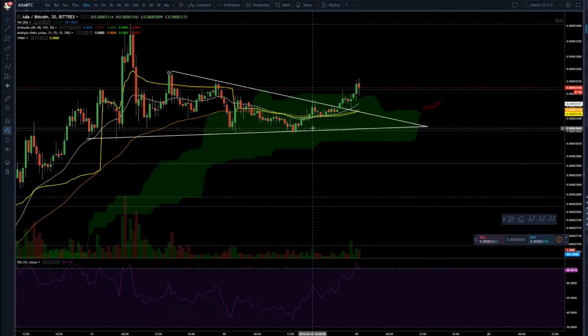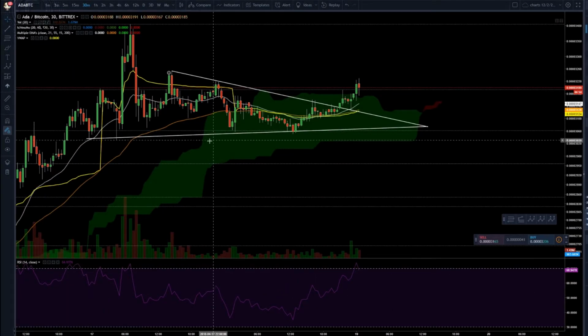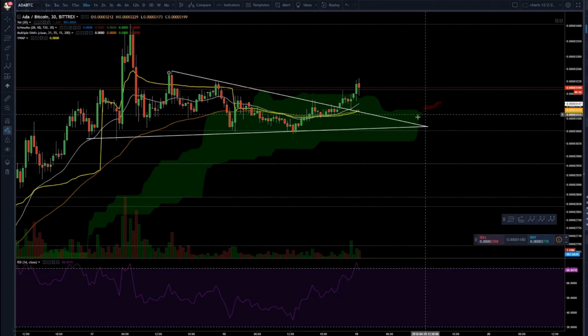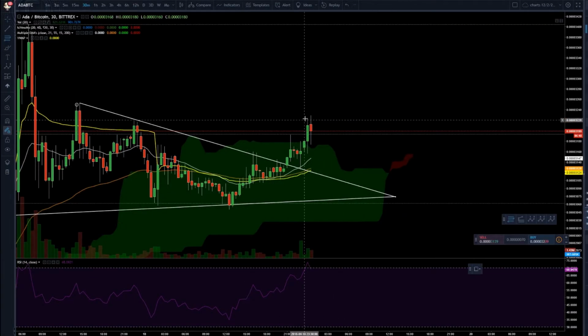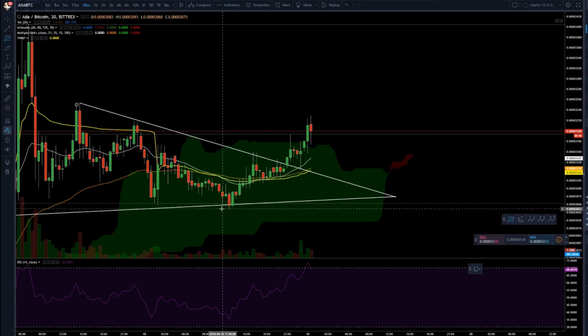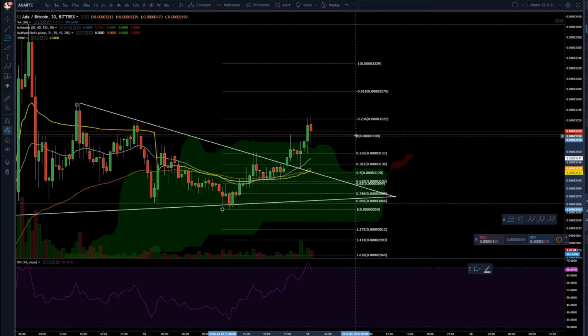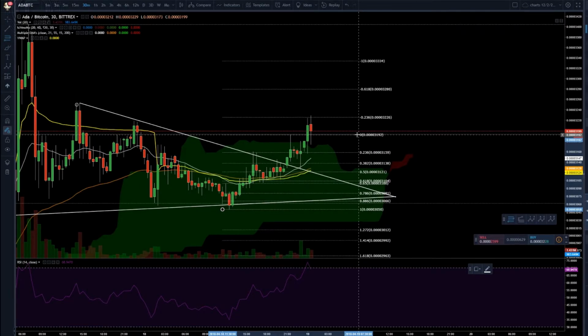So we got ADA here. Basically you can just make your triangle here, right? Boom, broke out. Okay, so broke out, right? But you don't want to chase it when it breaks out. So what you do is you take the bottom, obviously, and then you take the top, and then you look for your 61.8, and it didn't get hit.